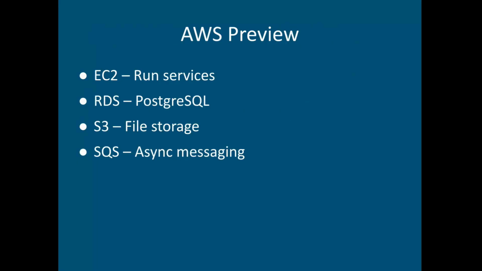Last but not least, in the AWS preview, we will deploy our services using EC2. EC2 is basically for running the Spring Boot services, RDS for managing the database, S3 for file storage, such as images and documents, and SQS for messaging services, or asynchronous communication. Guys, no prior AWS knowledge is required. Everything I will explain from scratch.